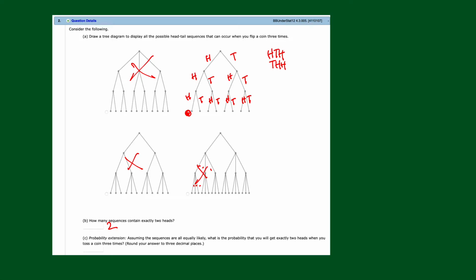Let's just count the number that have exactly 2 heads. All right, so as I go through these, I get head, head, head. That doesn't work. 3 heads. Okay, I need exactly 2. Head, head, tails. Okay, that one works. So that's 1. Then we could get what? Head, tail, head. Okay.